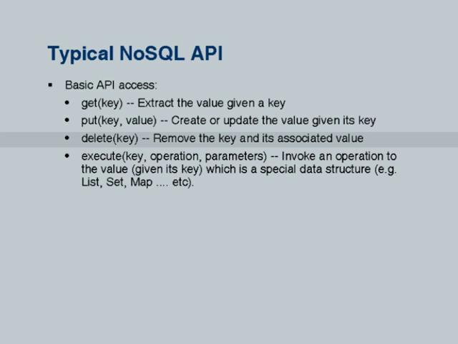And many of these also provide a way to execute a particular operation on a given key with some parameters. So, you do not have to completely replace the value, you can update the value. You do not have to get the whole value, you can get parts of the value back by executing operations. So, that is a typical API, it is very, very simple, that is it. Well, of course, it is not it, there are a few more things.